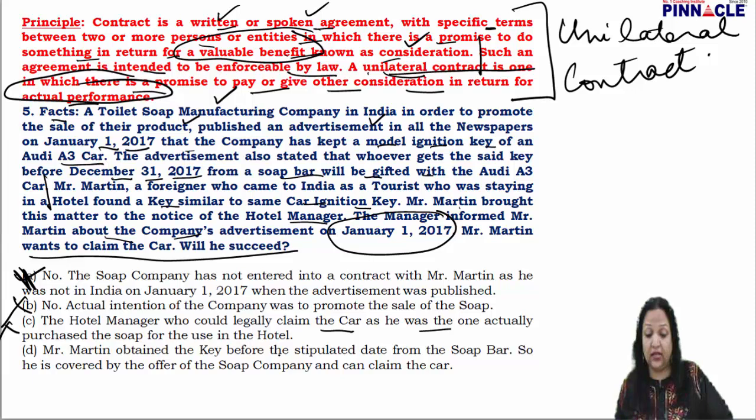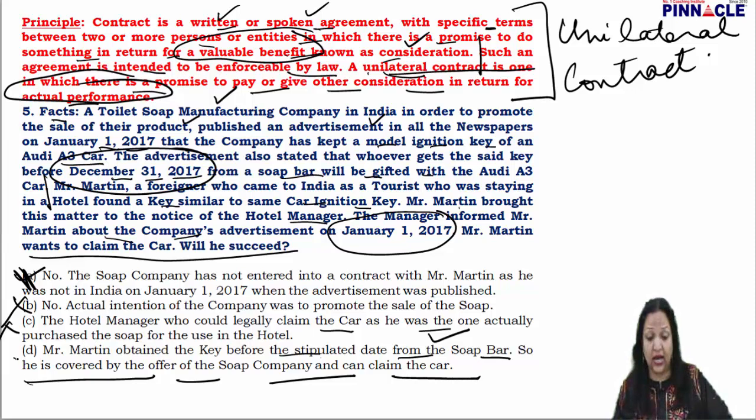Mr. Martin obtained the key before the stipulated date from the soap bar. Yes, because they have very clearly mentioned December 31st, 2017, and Mr. Martin, who was staying here, got it before the date. So he is covered by the offer of the soap company and he can claim the car. Absolutely right. The answer here is going to be D.